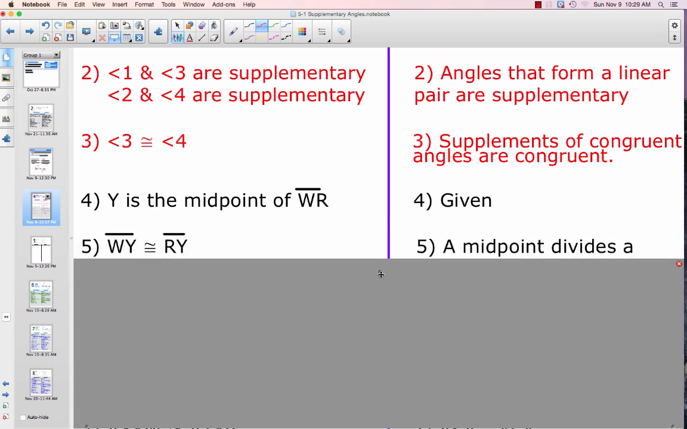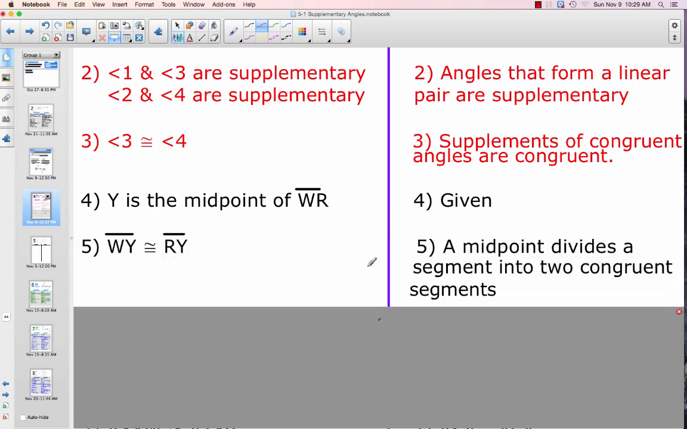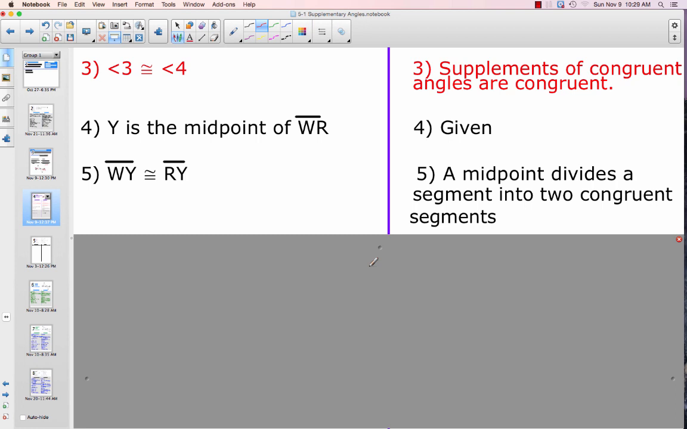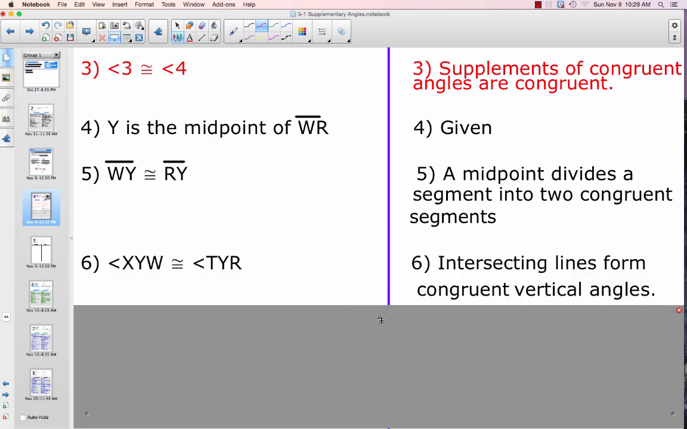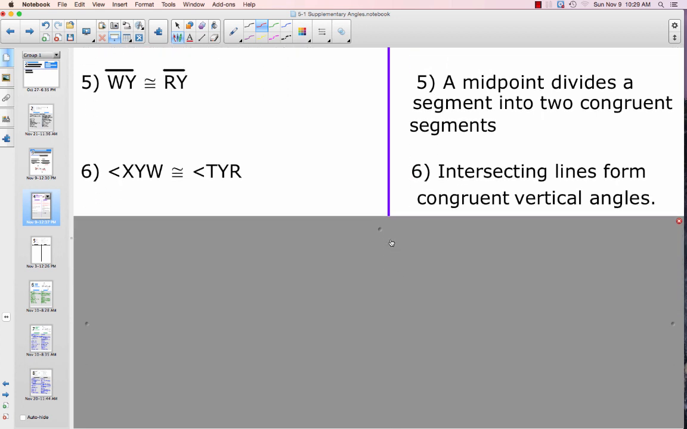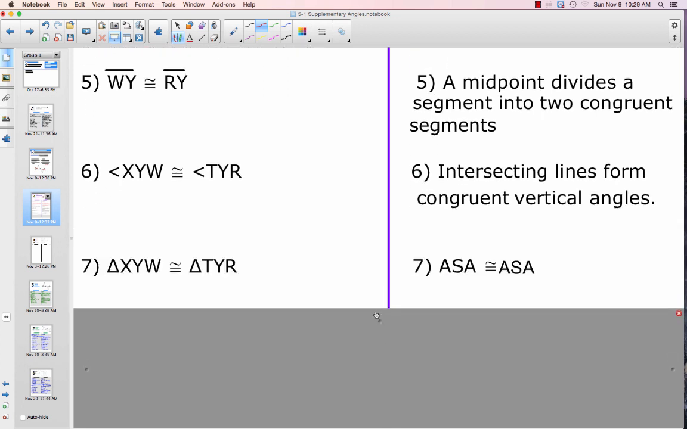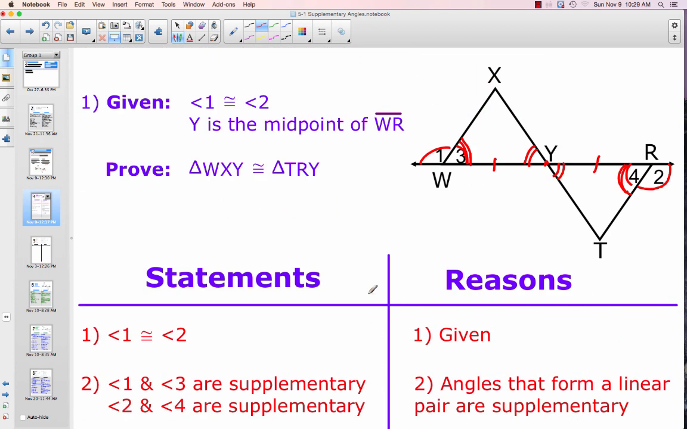Y is the midpoint, so then that gave us WY is congruent to RY. Midpoint divides a segment into 2 congruent segments. And then we have intersecting lines form congruent vertical angles. And then we can go ahead and use the angle side angle method. Okay? So when you're doing supplementary angle proofs, look for your linear pairs. And then we would just say supplements of congruent angles are congruent.